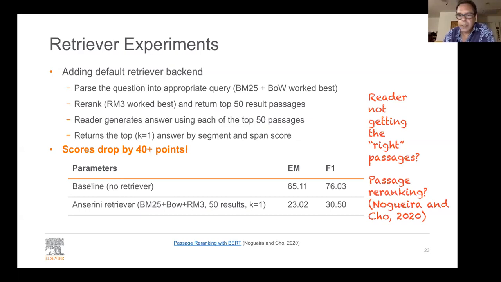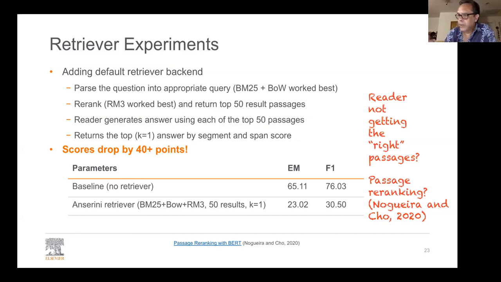So we started looking at Anserini. There are two steps in Anserini. The first step is bag of words in our case, and that is the most permissive we can get, it's terms OR'd together. So we started looking at the passage reranking as a possible culprit.